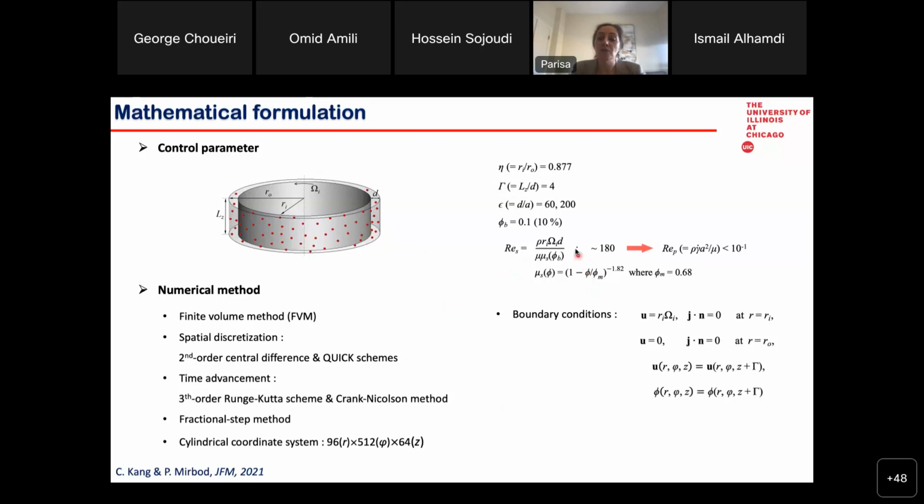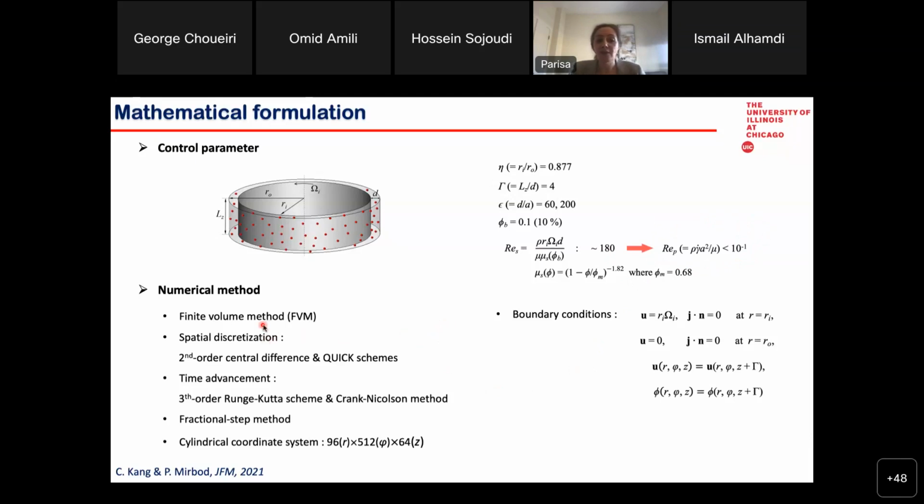And we found that for this specific case, the suspension Reynolds number would be around 180 for some of those cases. But the particle Reynolds number is always small. So although we have rotation, the particle Reynolds number would always be very small in all of those scenarios that we are dealing with. That is a best fit for the suspension balance model.